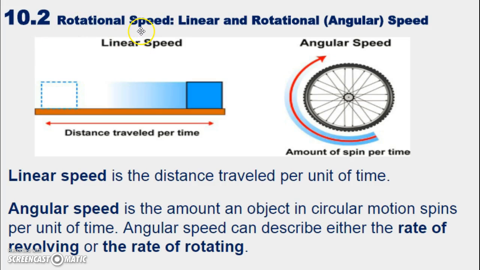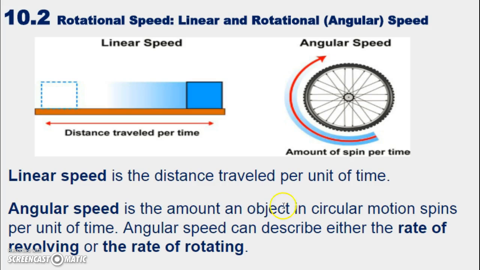So this is what we're talking about, circular motion. We're going to be talking about linear speed and rotational, sometimes referred to as angular speed. If we look at this in terms of linear speed, we could say it traveled some distance from here to here in some unit of time. We'd say the linear speed is the distance traveled per unit time.